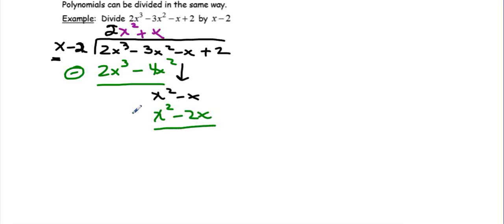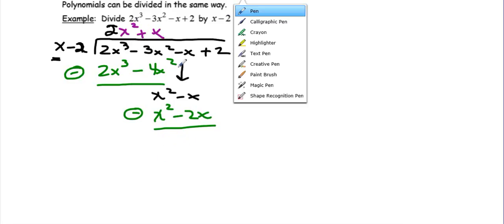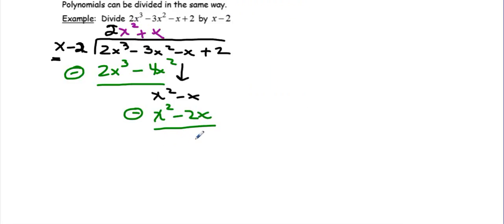Do my subtraction again. We should have 0 here. And when I take minus x minus minus 2x, I really get minus x plus 2x, which is, again, x. Oopsie. So this is x. Bring down the positive 2 because we're always working with 2's. And again, the process starts all over.